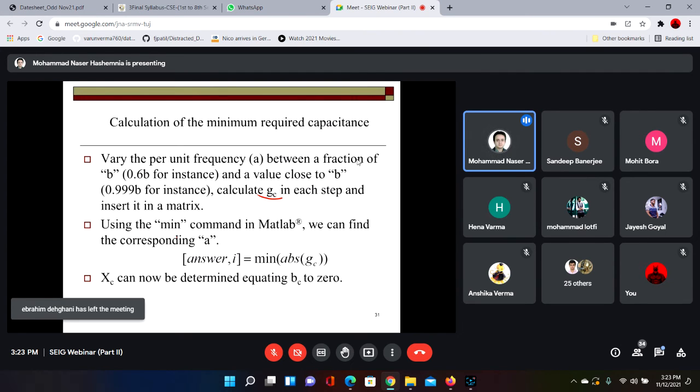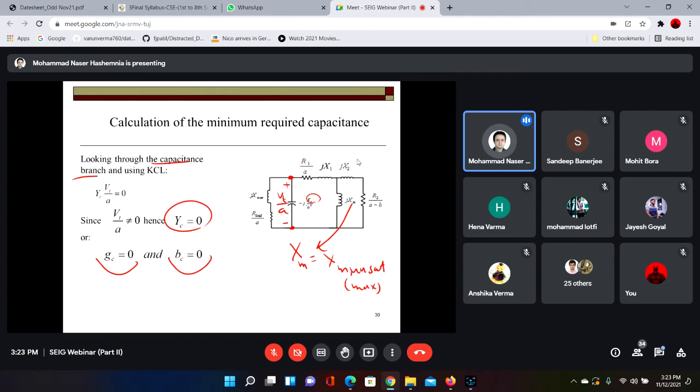This is interesting. You want to calculate the minimum capacitance, but first you set Xm equal to Xm unsat, which is a fixed value. You fix Xm, so Xm will be constant. Then you find A in this circuit. What value of A leads to minimum conductance value? After you find A, you equate the imaginary part of the admittance, that is the susceptance, to 0. Then you find XC.